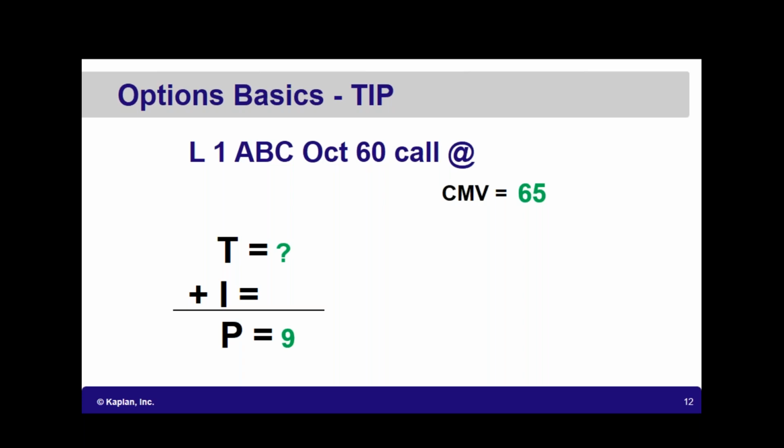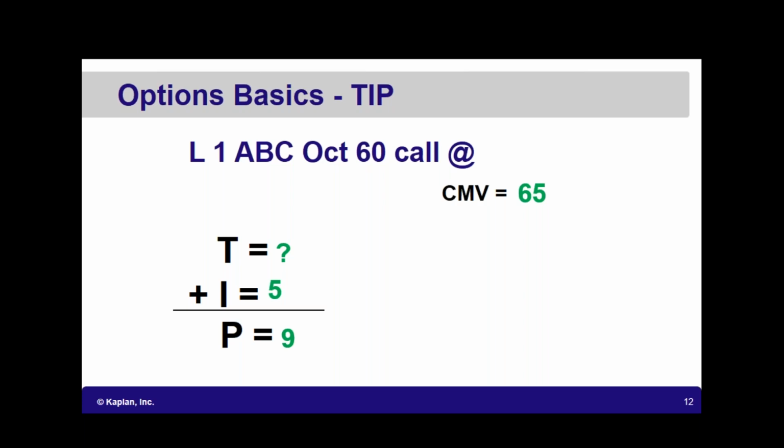But this time, they gave me the premium, and they want me to figure out the time value. So, hey, wait a minute, this is easy. Because I have a premium of 9, I have to fill in what the intrinsic value is. So I know that my option is in the money, and it's in the money by 5 points.